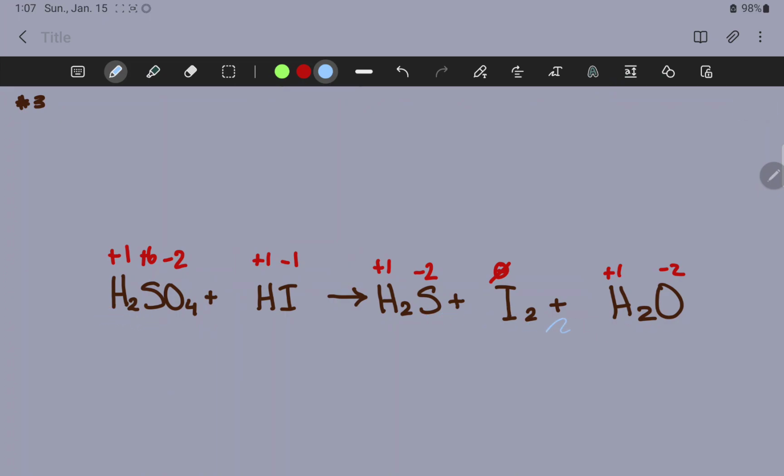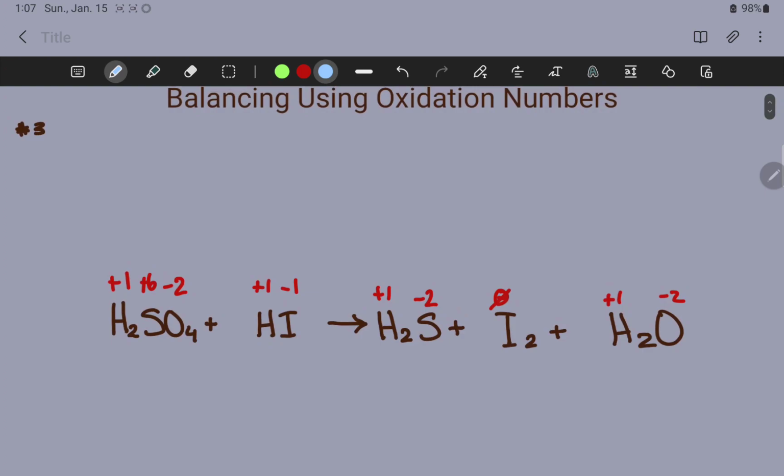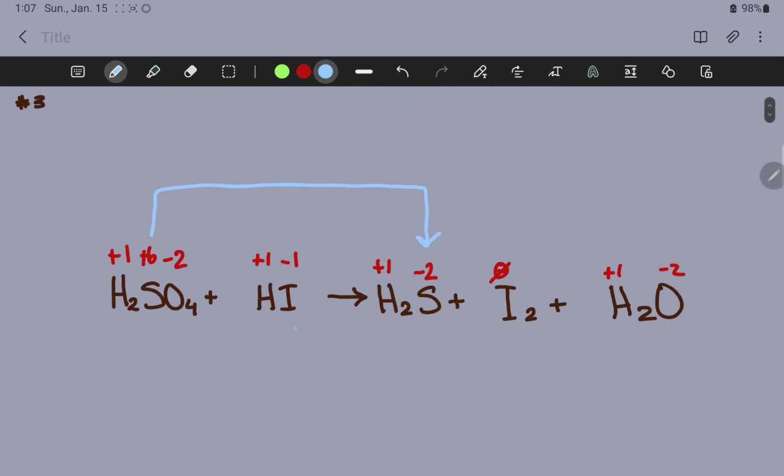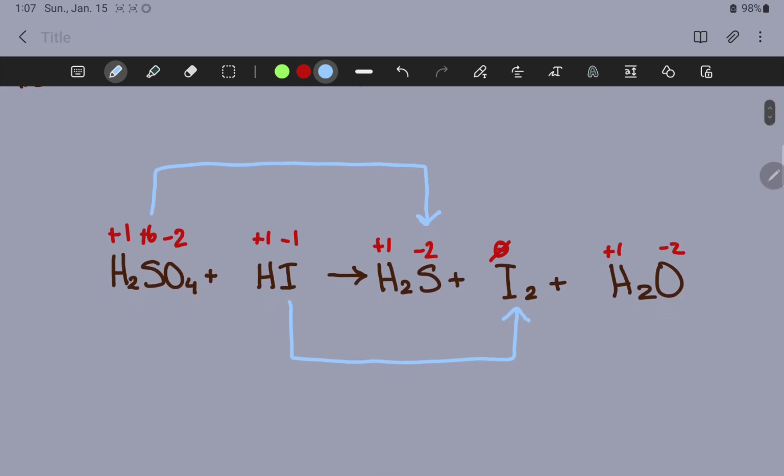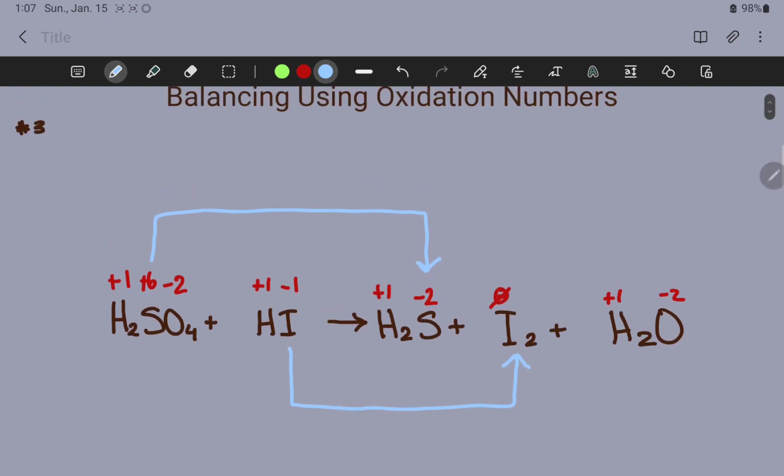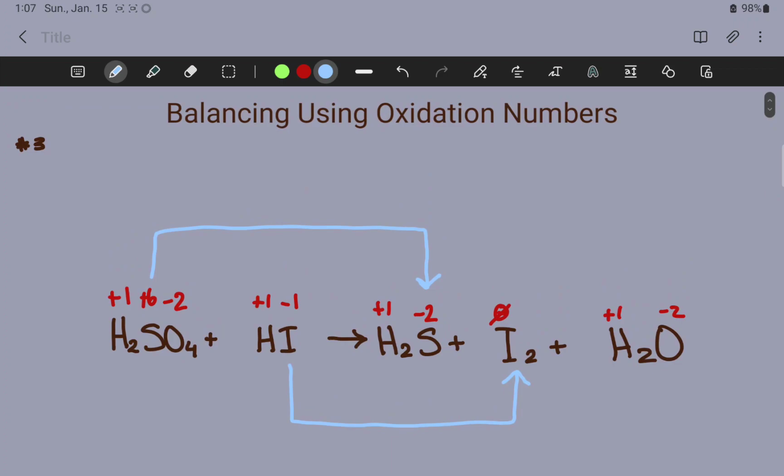Okay, so now I'm going to see what ended up taking part in my reaction. I see that hydrogens, they're all the same, positive 1, so the charges didn't change, so it's fine. Sulfur, I see that it changed from a positive 6 to a negative 2, so that obviously went through a reaction. And iodide, negative to neutral.